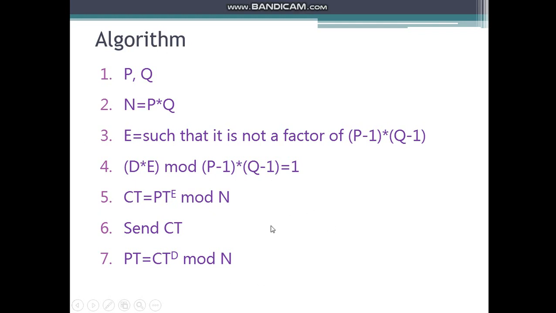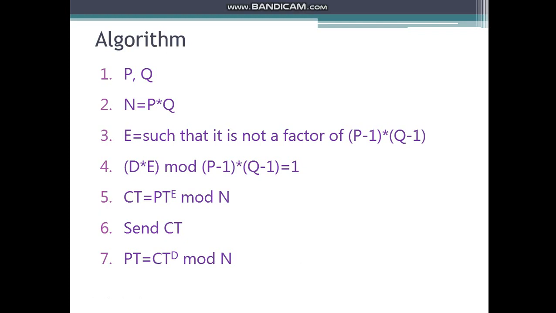While encrypting, this message is sent by the sender to the receiver. When the receiver receives this ciphertext, he can use this formula: Pt equal to Ct raised to D mod n. Pt is the plain text. Plain text equal to ciphertext raised to D mod n. This means the message encrypted by the sender will be decrypted again and you will get the original message.